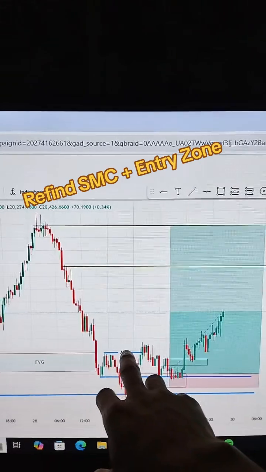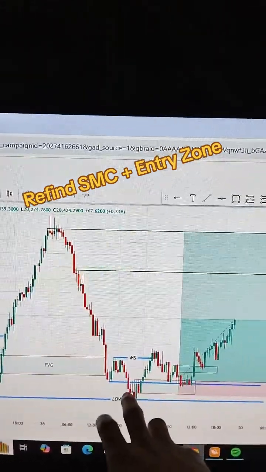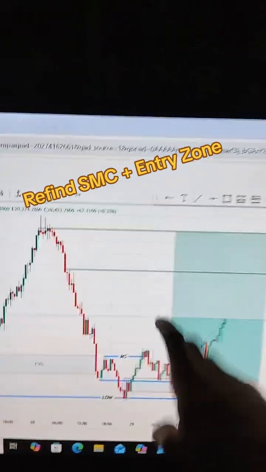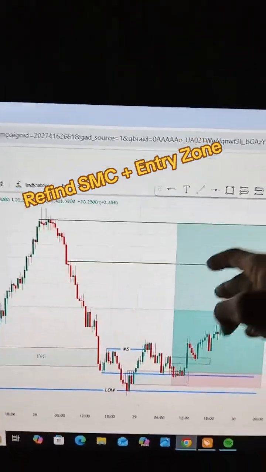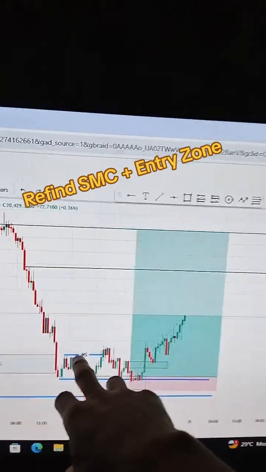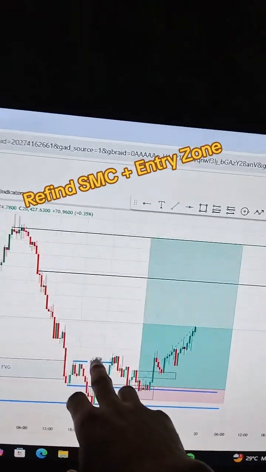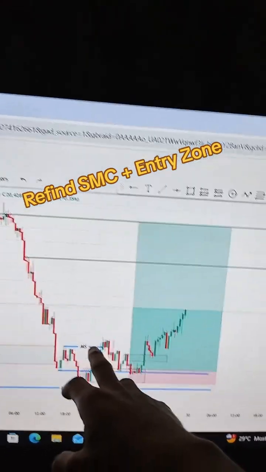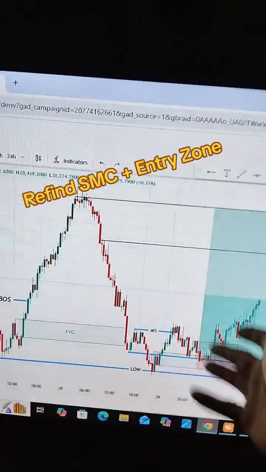So this is where the confirmation that this sell is over and the buyers are about to enter the market right now, because a market shift has happened. You can call it a market shift or a change of character. Whatever you call it, it is the same thing.